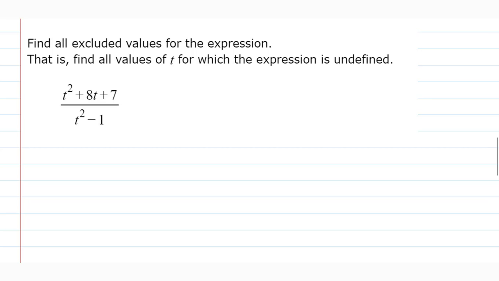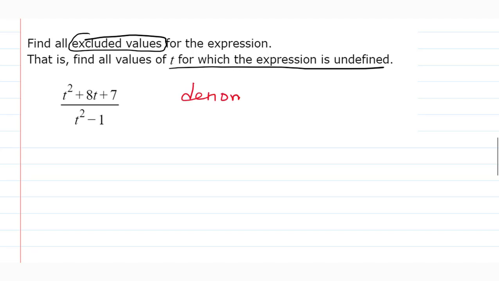So if you've already learned how to solve quadratic equations by factoring, you should be able to work this problem as well. In this problem, we have t squared plus 8t plus 7 over t squared minus 1. Again, we're asked to find the excluded values, which just means the values of t for which the expression is undefined. So we set the denominator equal to 0. In this case, the denominator, the bottom of the fraction, is t squared minus 1.